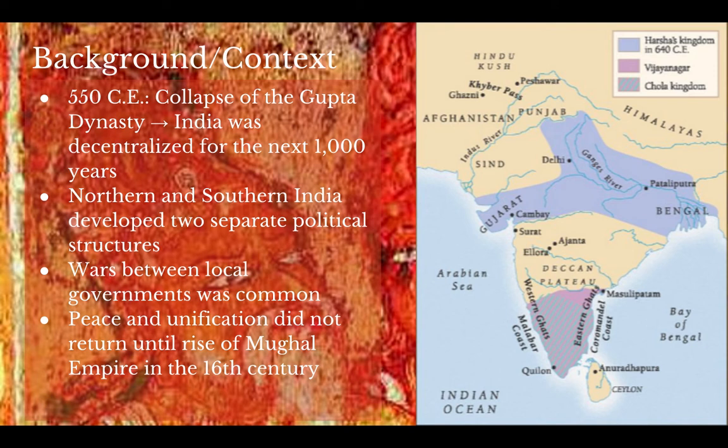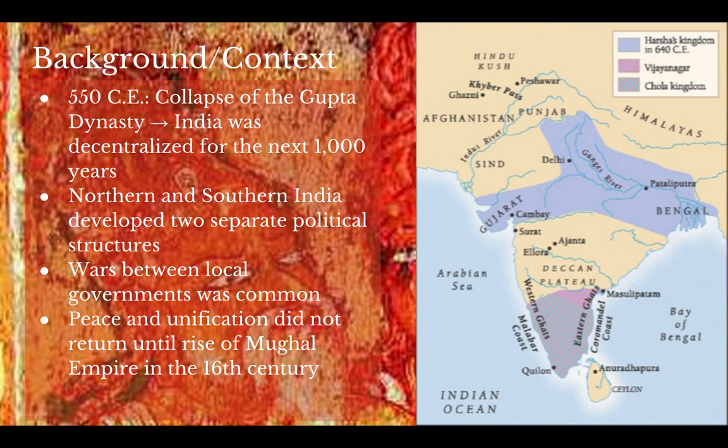And when the Gupta dynasty collapsed in 550 CE, remember that from period 2 in case you forgot, India remains decentralized for the next 1,000 years or so. And throughout that period of decentralization, northern and southern India developed very separate political structures. And you see that local rulers in all parts of the Indian subcontinent create strong power bases for themselves. And the power of these local rulers makes it very difficult for centralized rule to exist, but easy for wars to occur. And at the end of this period, the Mughal Empire rises.